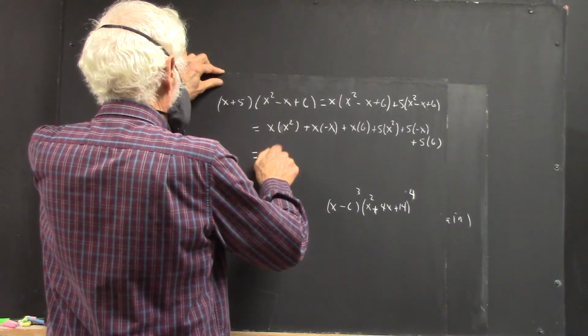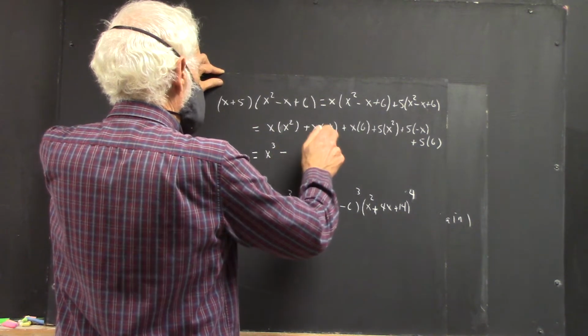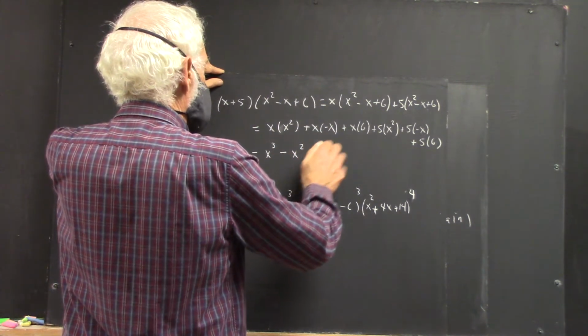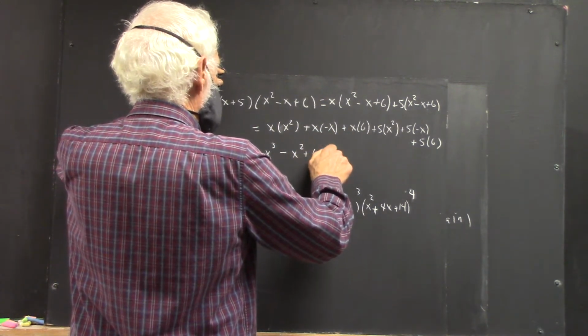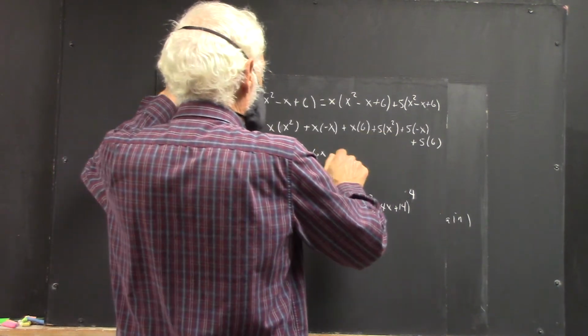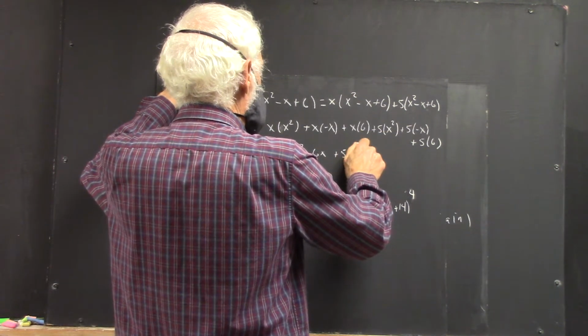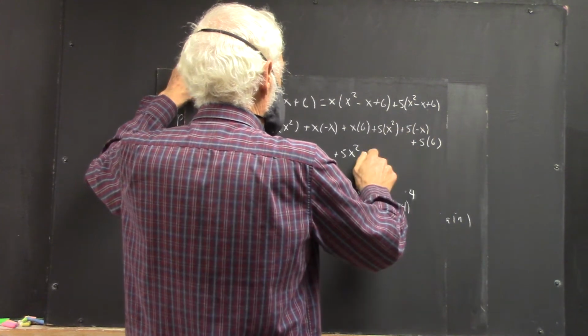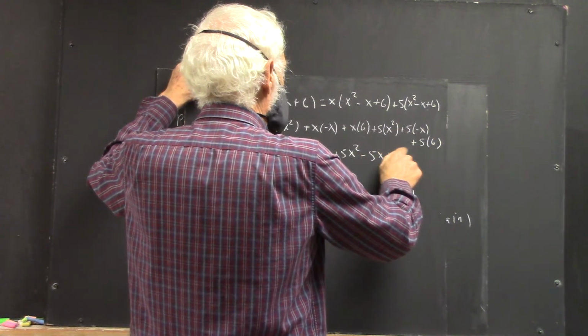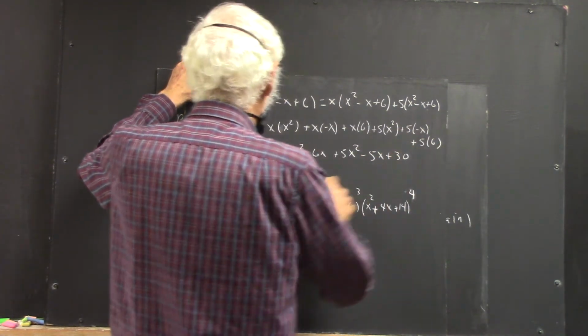x times x squared is x cubed. x times negative x is negative x squared. x times 6 is 6x. 5 times x squared is 5x squared. 5 times negative x is negative 5x. And 5 times 6 is 30.